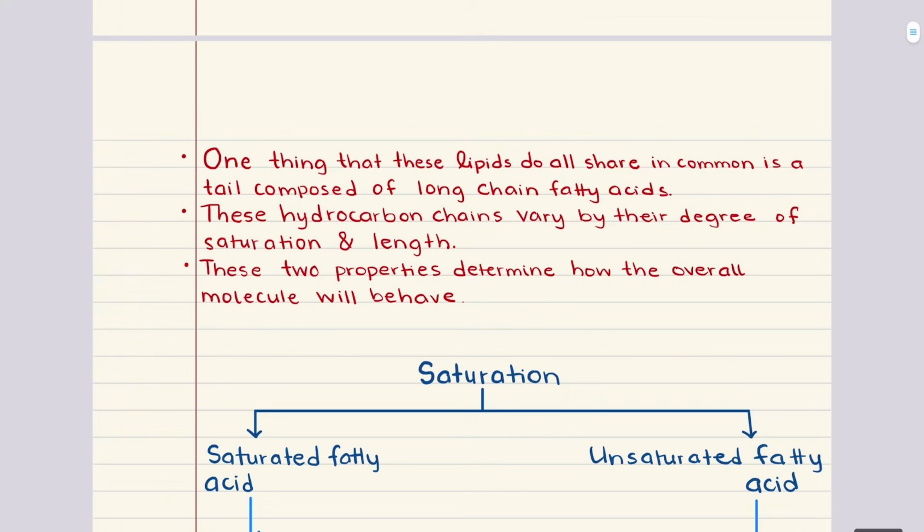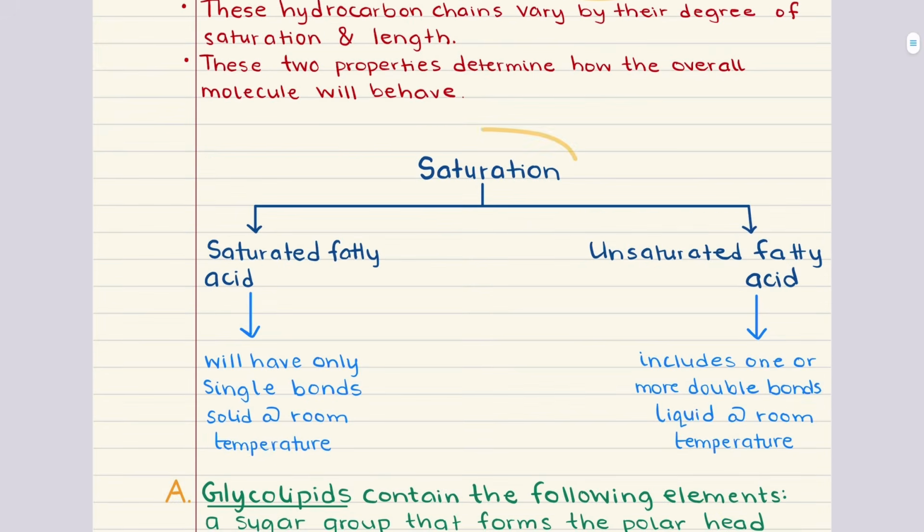Now, more broadly, one thing all structural lipids have in common is that they contain long hydrocarbon tails made up of fatty acids. These tails can vary in length and they can vary in their degree of saturation, meaning how many double bonds are present in the chain. Let's break that down further.